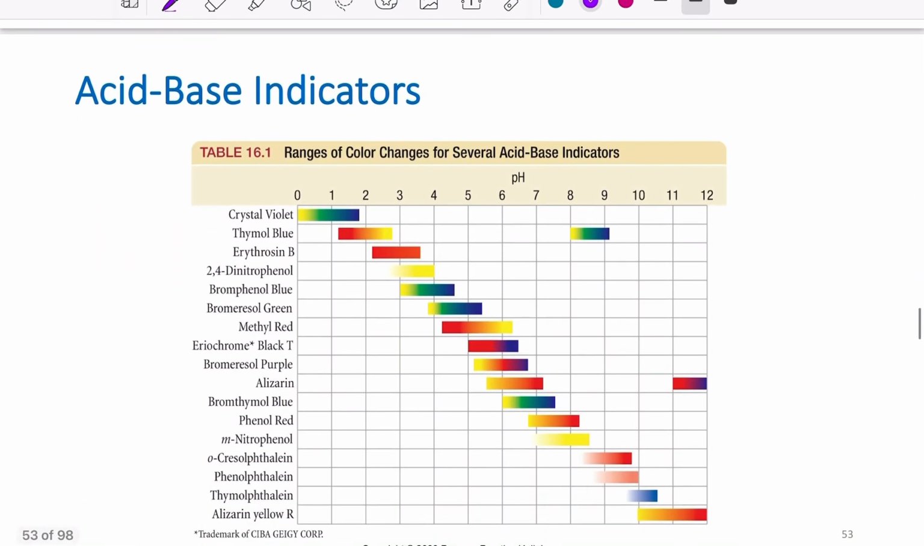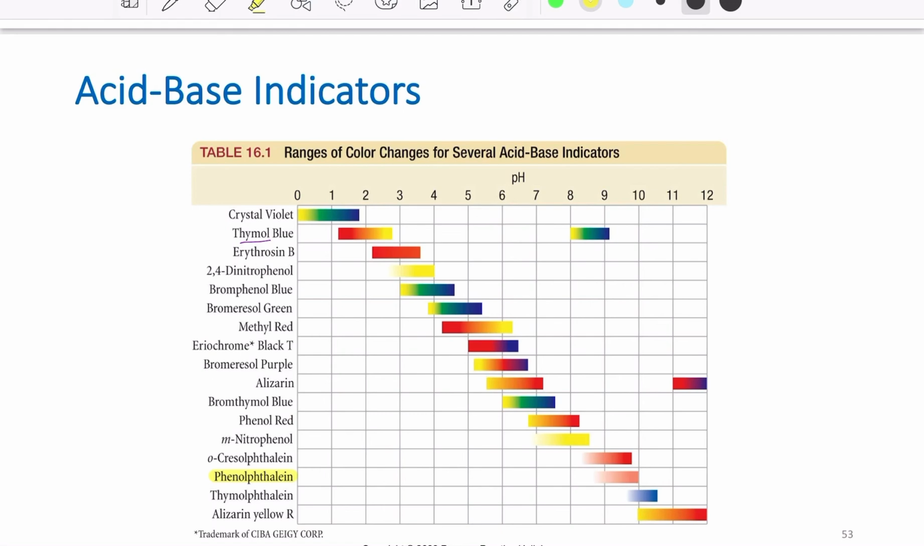Here's a list of indicators from your textbook that you can see that we can actually use. Some have multiple ranges, so like thymol blue is good for the about 2 to 4, 3.5 range, but also good again between the 8 and 9 range. The one I mentioned was phenolphthalein. Phenolphthalein goes from colorless to pink as I reach a pH between 8 and 9.